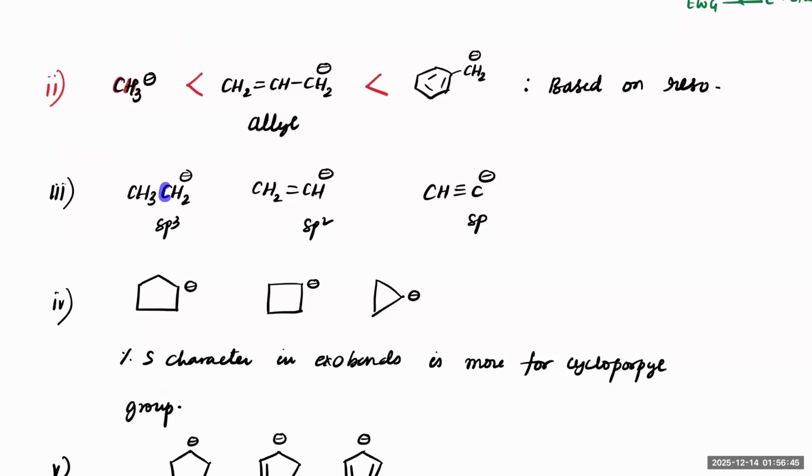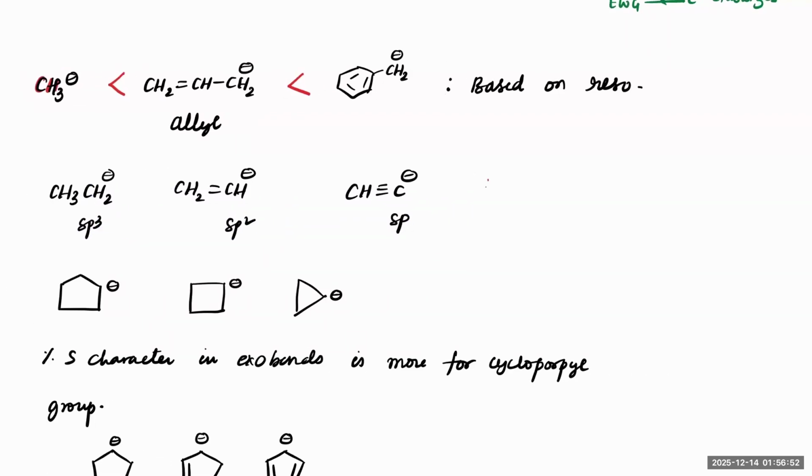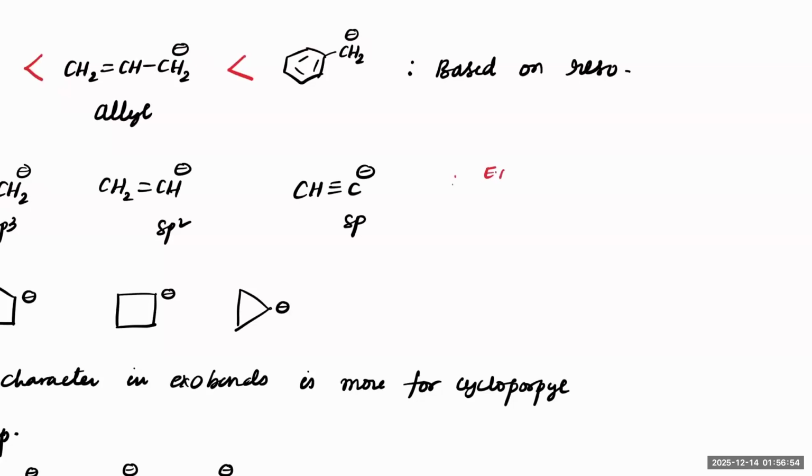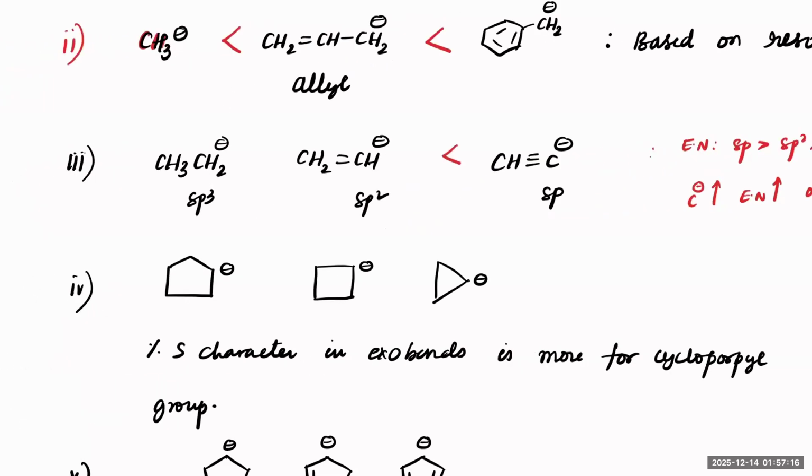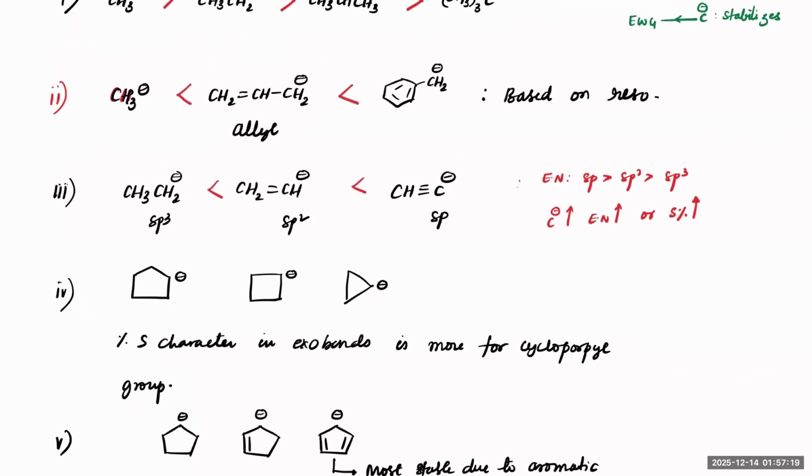If you compare the carbon, here it is sp3, here it is sp2, here it is sp. If you compare electronegativity-wise, sp will have more than sp2, than sp3. And you know that the more the electronegativity, the more the carbanion stability increases, or this can also be attributed to percentage S character.